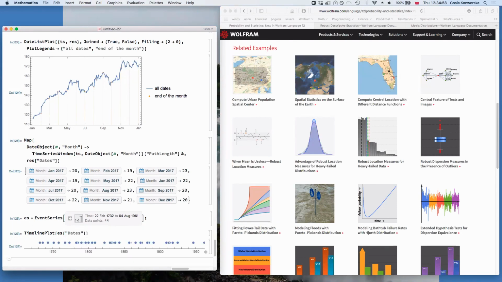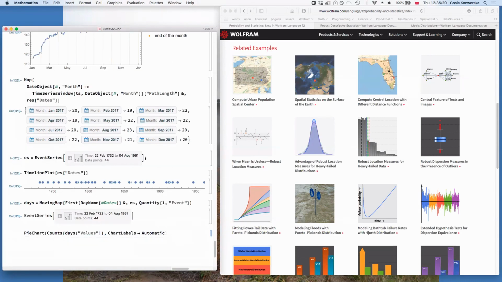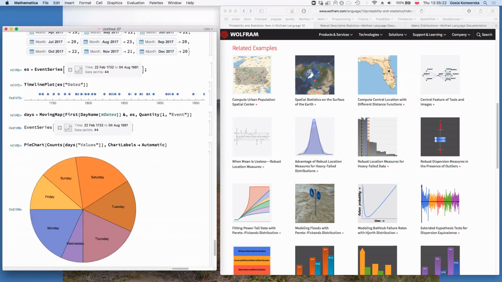So we can plot the dates, and we can find the day of the week for each birthday. We use the moving map, and then we can apply a function on the window of a single event and directly on the dates, and create an event series. And this event series doesn't tell us much unless we visualize that. So that's my pie chart of birthdays. You can see that Wednesday is not a popular birthday day, and Monday is probably the most popular.